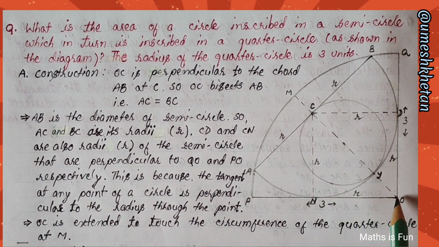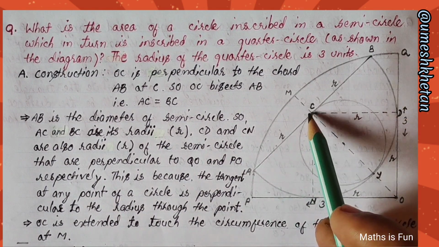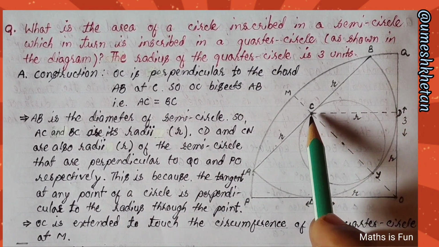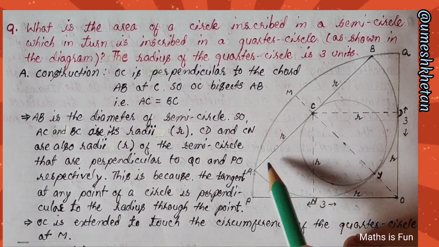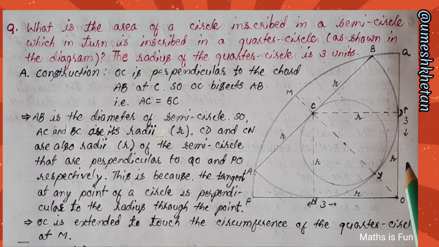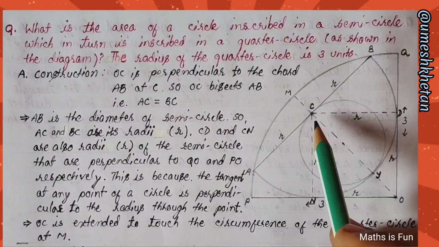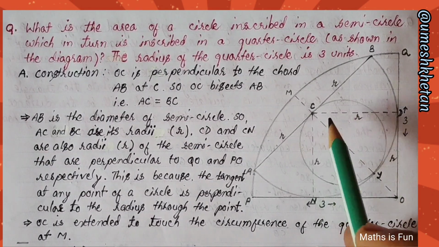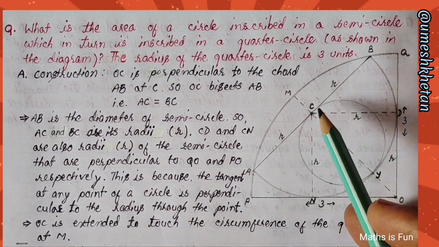So friends, we have joined the center of this quarter circle, O, to a point C on this chord AB. So this line OC is perpendicular to this chord AB. So this line OC bisects this chord AB. This is because in a circle, if a line that passes through the center is perpendicular to any of its chords, then that line bisects the chord. So here we can say that AC is equal to BC.